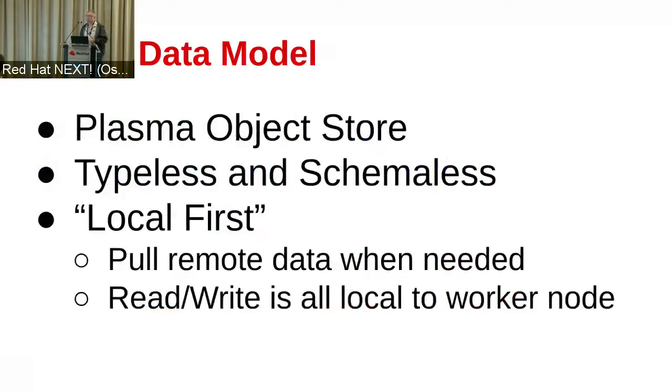So Ray's core data model is the Plasma object store, and like Python itself, it is basically a typeless store. So you just basically push objects of any type out onto this thing, and they can be pushed around the cluster. Ray likes to do things local first, and so if it has data available to it on one particular working node, it obviously is smart enough not to try to pull that from elsewhere, and so as much as possible, read-write is kept locally.